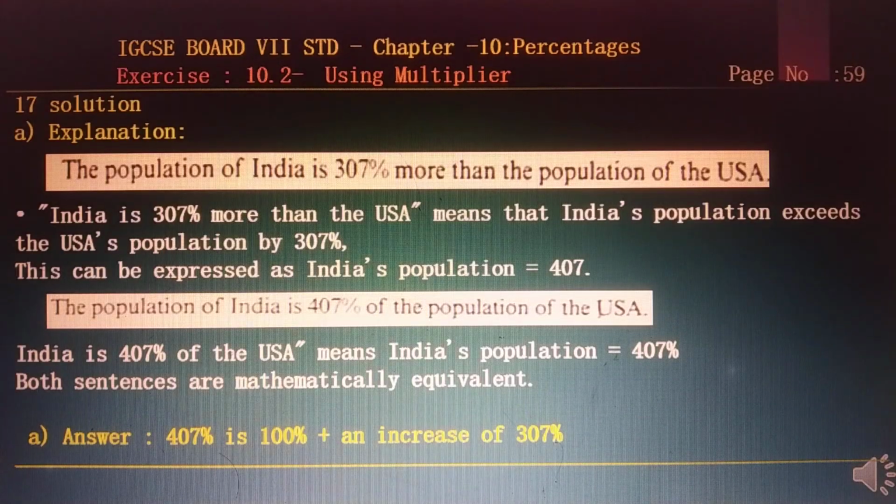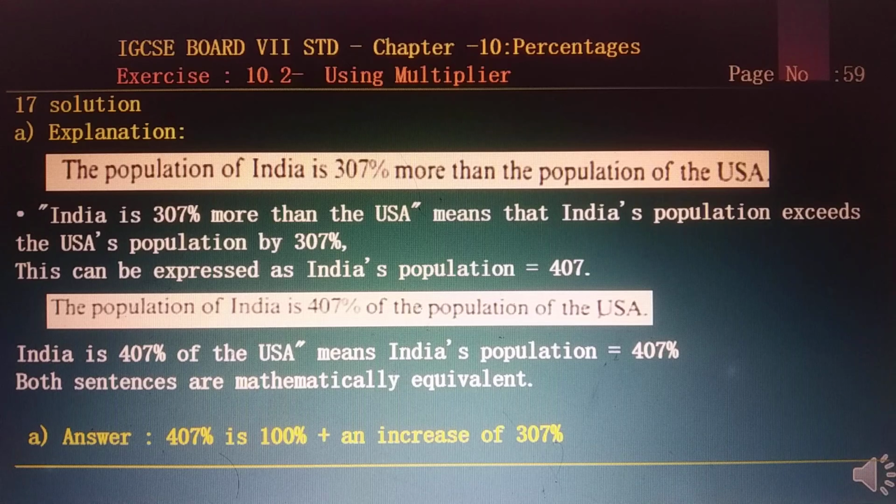The solution to 17. The population of India is 307% more than the population of the USA. It means India is 307% more than the USA. India's population exceeds the USA's population by 307%. It can be expressed as India's population is 407%. We can consider that the USA is 100%, so we are getting a 100% comparison.